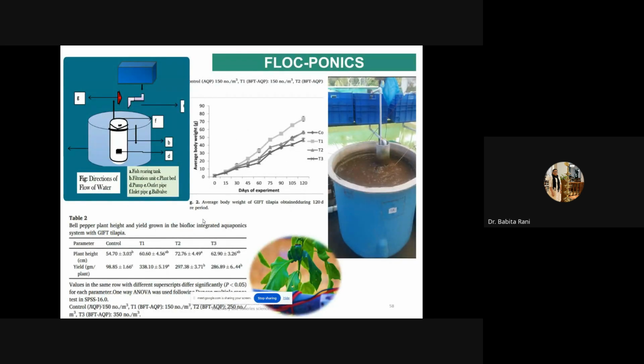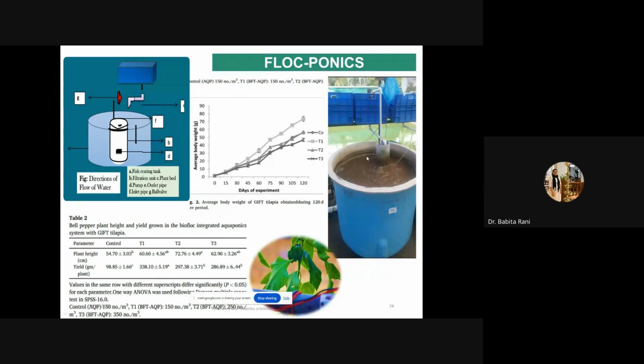Here again, we have done our work in this. We have seen here the bell pepper which we produced in this research system. What we have done in other commercial units is here too. So in that we have done almost all.